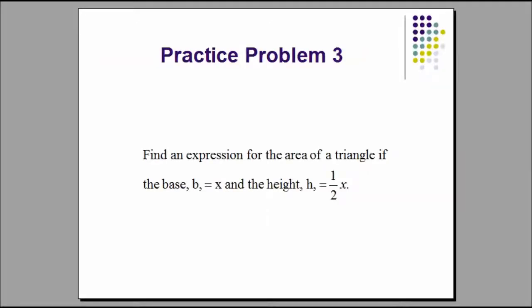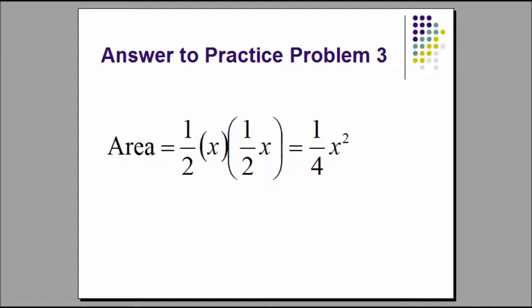Practice problem 3. Find an expression for the area of a triangle if the base B equals x and the height H equals 1/2 x. The answer to practice problem 3 is 1/4 x squared. We found it by substituting. We replace B with x and H with 1/2 x. Multiplying the two fractions together gives us 1/4. Multiplying the x's together gives us x squared.